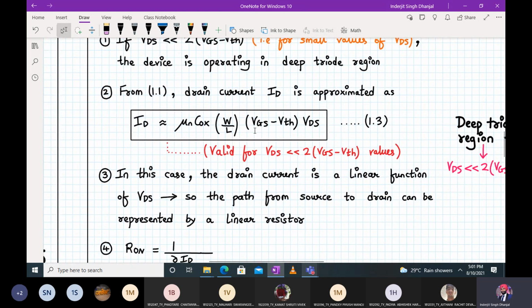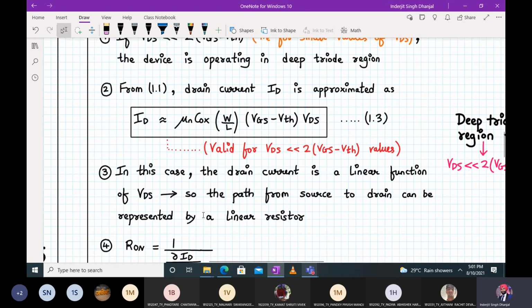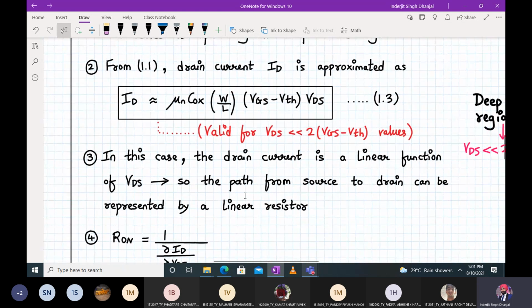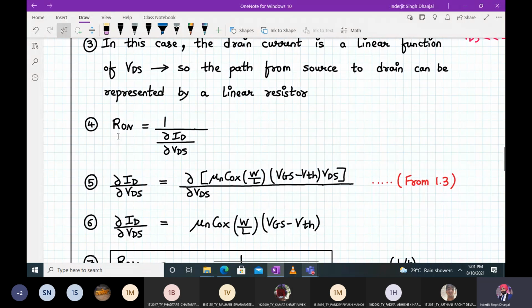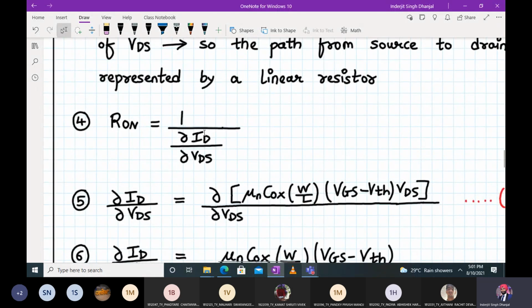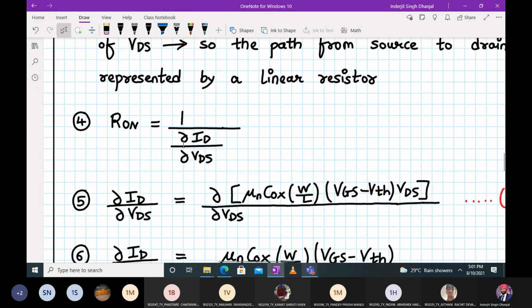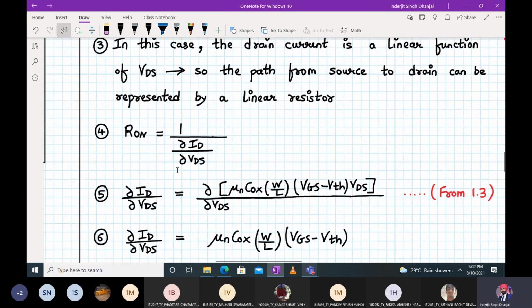And overdrive voltage is almost constant also. So that means the part from the source to the drain can be represented by a linear resistor. In a MOSFET, from source to drain, we can represent it by a linear resistor whenever we are operating in the deep triode region. Okay. And how can we define R-on? We know R-on can be defined as 1 upon slope, correct? And what is the slope formula given by? Delta ID upon delta VDS. We have seen that before, right? I don't have to go there again, right?